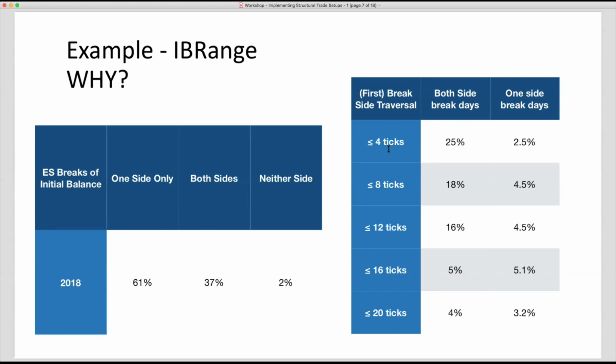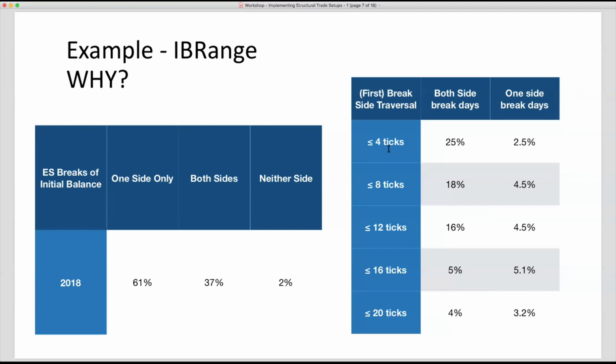Now, what you can see is that the break of the initial balance tends not to be weak on a day where only one side is broken. So we've got 2.5%, 4.5%, 4.5%. So it's about 11.5% of one-side break days that show a break of 12 ticks or less, whereas we have got 59% on two-sided break days. So now we've got kind of a 5-to-1 edge.